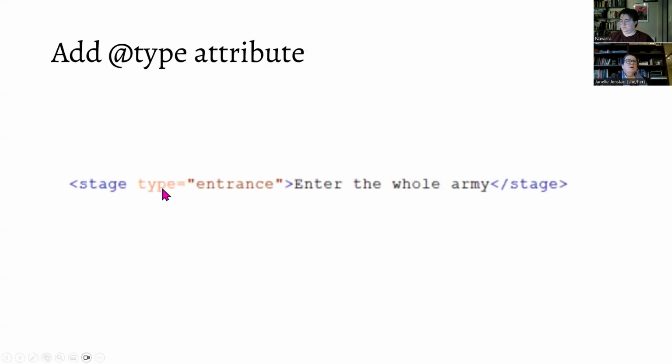So again, we use that type attribute. Type is probably the most common attribute in our project after XML IDs, I would guess. Stage, type, and then we have a taxonomy of values that you're allowed to use on the type attribute at this point. So this is an entrance, stage type equals entrance, enter the whole army.